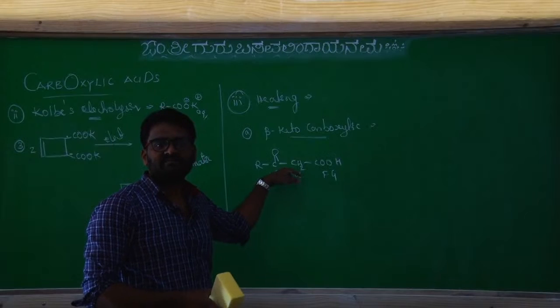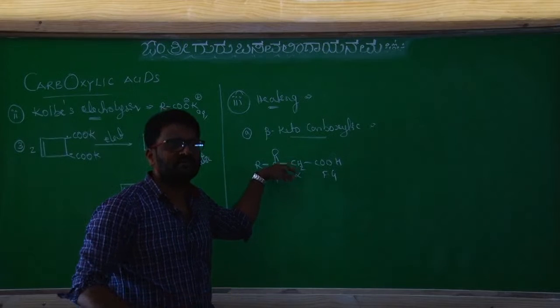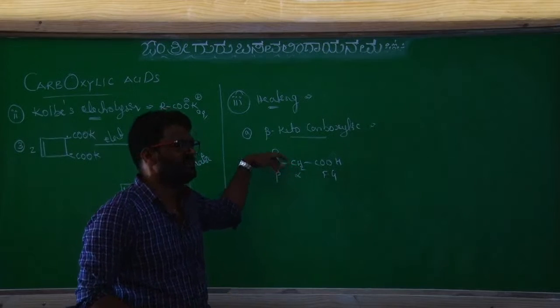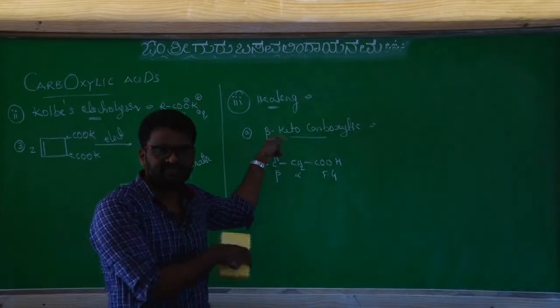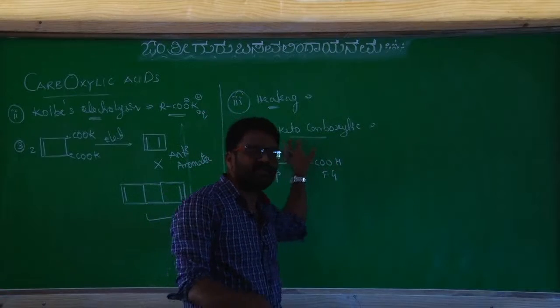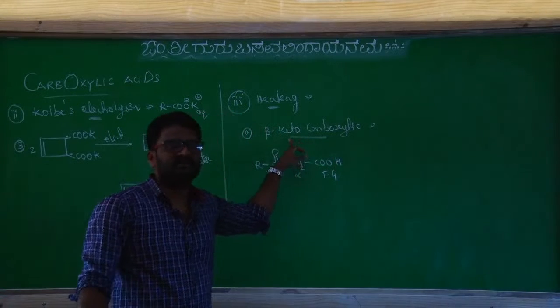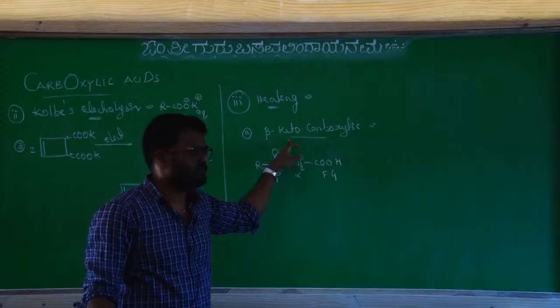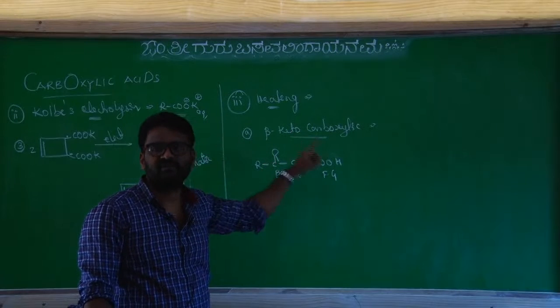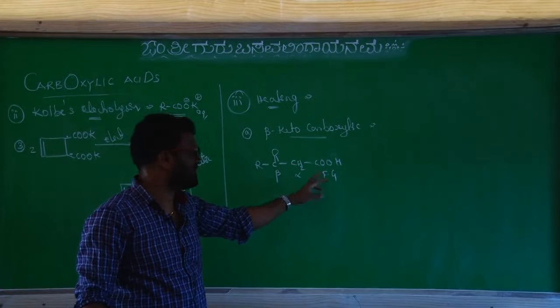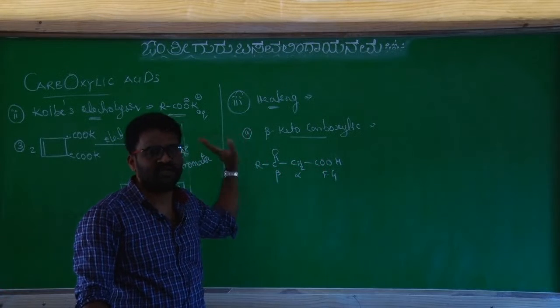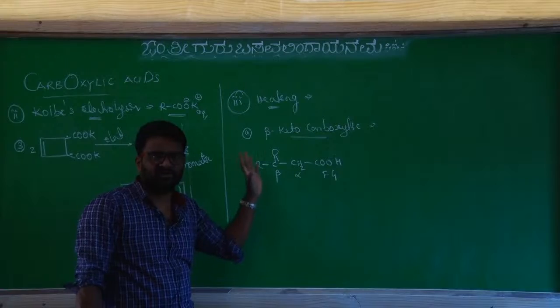Alpha, beta, gamma, delta, epsilon, zeta, eta, theta, kappa, lambda, mu, nu, xi, omicron, pi, rho, sigma. Okay, like that. There are Greek letters like ABCD, from alpha to omega. But mostly we will take up to 3 carbons: alpha, beta, gamma, sometimes delta, that is it. Maximum 4 carbons only we have.